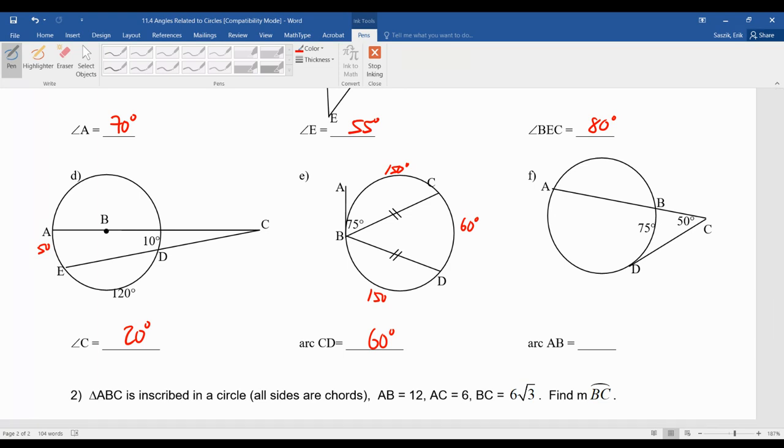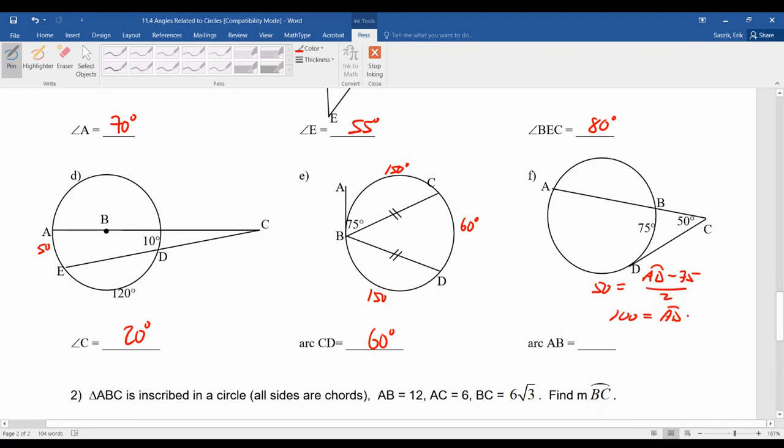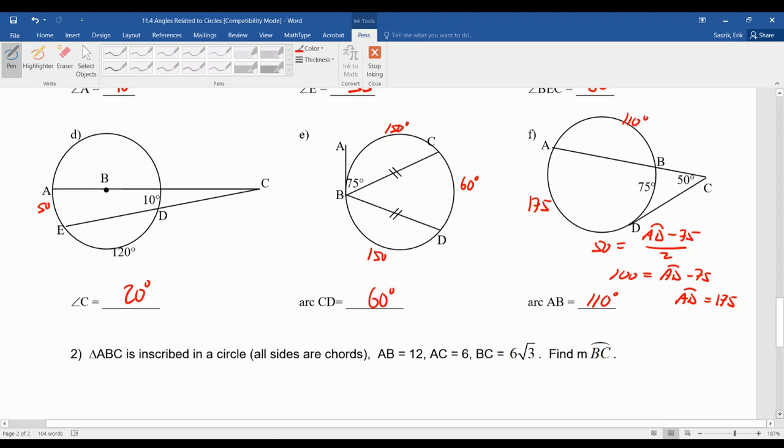And let's see here, arc AB. So we got to do a little bit of work. Remember, this 50 is on the outside. So 50 equals arc AD minus 75, over 2. So we do a little bit of solving here. So AD would have to be 175. And if that's 175 and that's 75, together we got 250. So the remaining arc up here has to be 110. I'm hoping those are pretty easy and that you got most of them yourself. You may need a little assistance on E. No big deal.